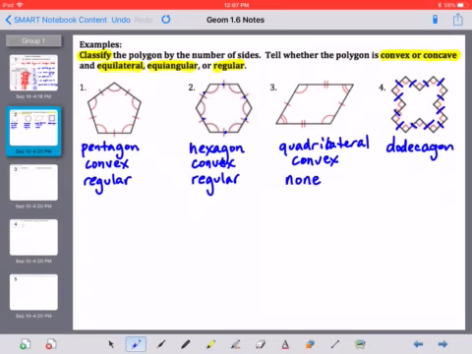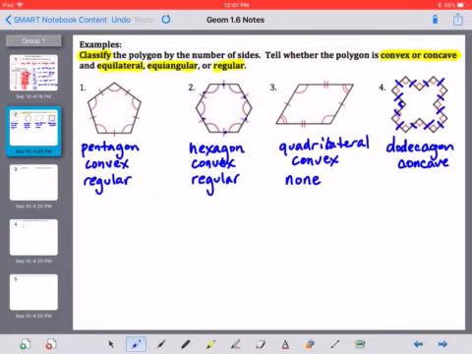And it looks like it does cave in. So this is a concave figure. And all the sides look like they're the same. And I know it's tempting to say that all the angles are the same, but when you're talking about the angles, you have to talk about the angles inside.